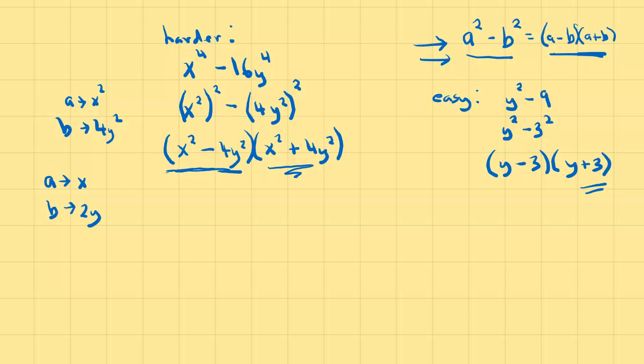But this one we can factor as x minus 2y times x plus 2y times what we couldn't factor, the sum of two squares. That's x squared plus 4y squared. So we're done. Now it's completely factored. We use the difference of squares 2 times.